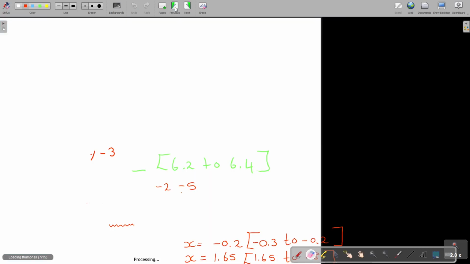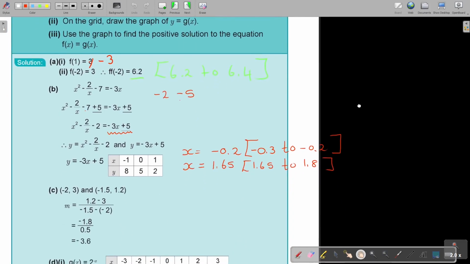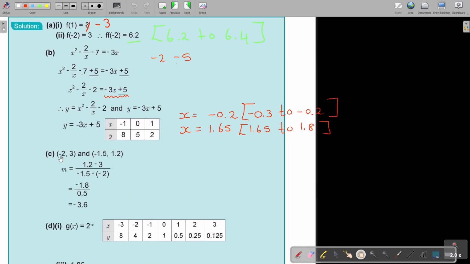And now I'm just going to find my gradient. So these are my 2 points. You can make this x1, y1 and this x2, y2. Then it's the difference in y, so 1.2 minus 3, over the difference in x, because it's y2 minus y1 over x2 minus x1. Then you just work it out, and you get negative 3.6.